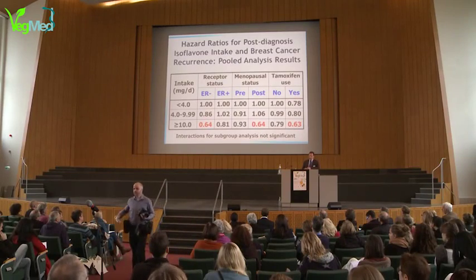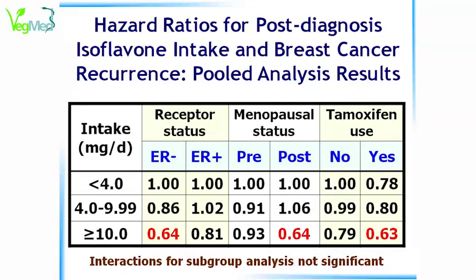And recognize that for these studies, we're actually comparing the effect of consuming high amounts of soy after a diagnosis of breast cancer with low amounts of soy after a diagnosis of breast cancer. Soy foods appeared to be slightly more beneficial in women who use the breast cancer drug tamoxifen, slightly more beneficial in postmenopausal women, and slightly more beneficial in women with estrogen receptor negative breast cancer.